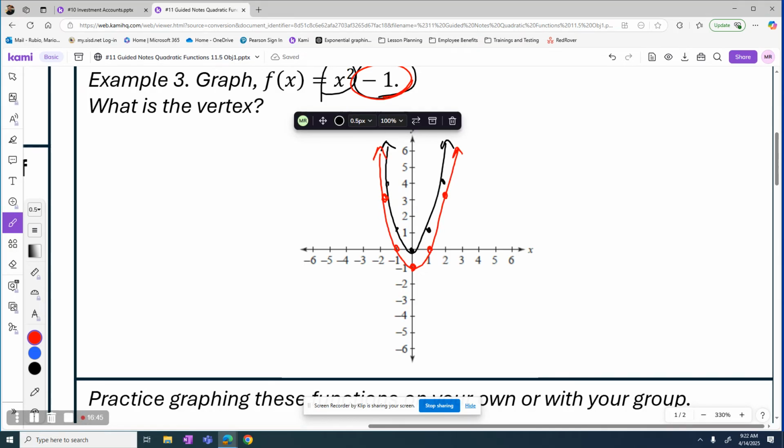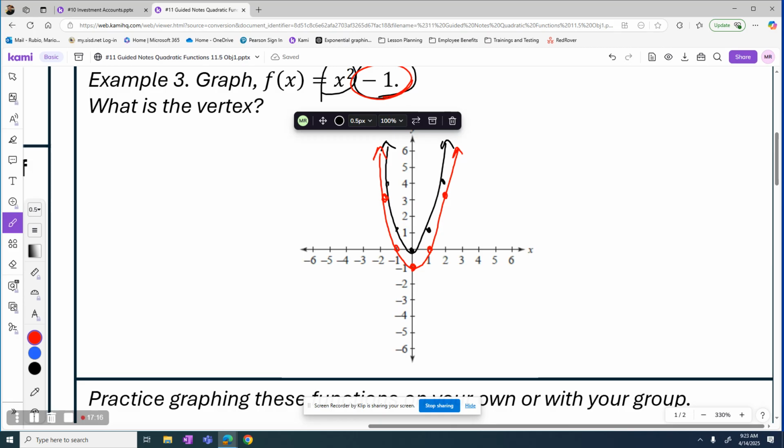In the black is your x squared. In the red is your x squared minus 1. We go from this 0, 0, and everything shifts down 1 unit. So now you can see there are a couple ways to do it. You can write the table, substitute into the equation, and get your values for the coordinate points. Or now that you know the trick, all you know is that all these points are going to shift down 1.